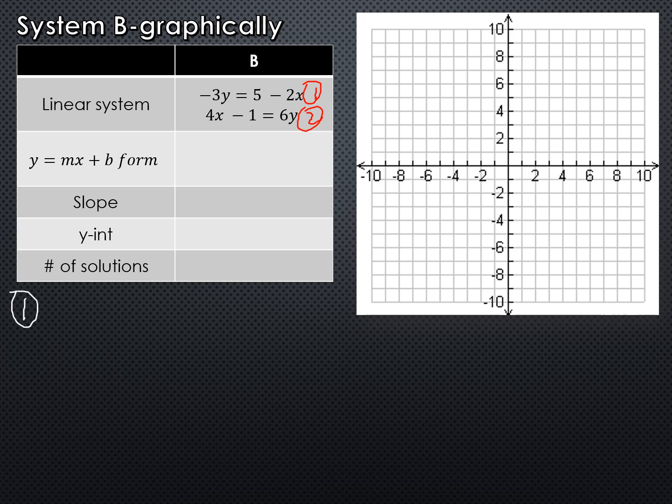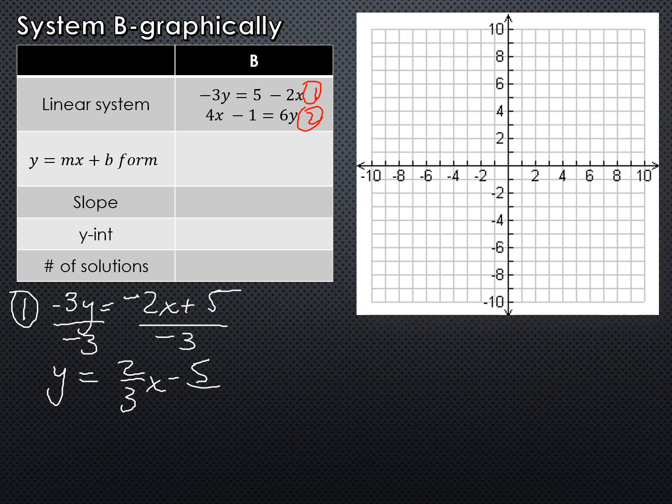So starting with equation 1, we have negative 3y equals, I'm going to write it negative 2x plus 5, write it in the normal form we have, divide everything by negative 3. y equals, 2 negatives make a positive, 2/3 x minus 5/3. So equation number 1, y equals 2/3 x minus 5/3.